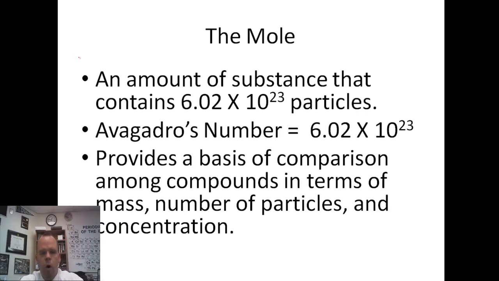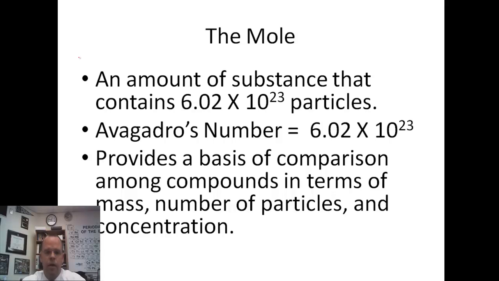Just a reminder, the mole is a number counting unit. It just tells us how many of a particular substance we have. It's very, very similar to the unit dozen. If you have the unit dozen, 1 dozen of something is 12. Well, a mole works the exact same way. 1 mole of something is just a very large number, 6.02 times 10 to the 23rd. It could be atoms, it could be molecules, depending on whether you're dealing with an element or a compound.